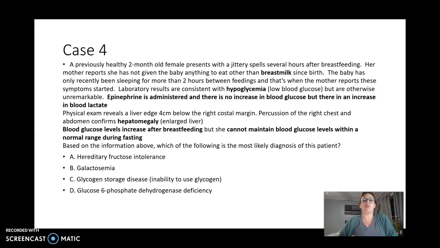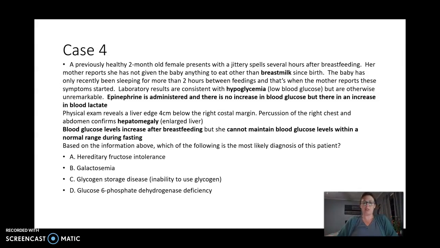Epinephrine is administered and there was no increase in blood glucose, but there's an increase in blood lactate with the epinephrine. Physical exam reveals liver edge 4 centimeters below the right costal margin, percussion of the right chest and abdomen confirms enlarged liver. Blood glucose levels increase after breastfeeding, but she can't maintain the glucose within a normal range during fasting. So that's when you're seeing the hypoglycemia.